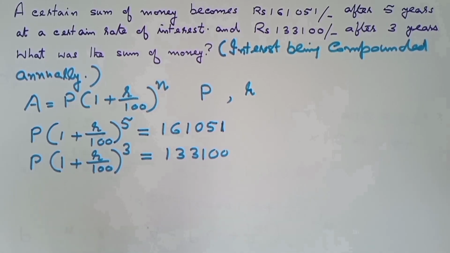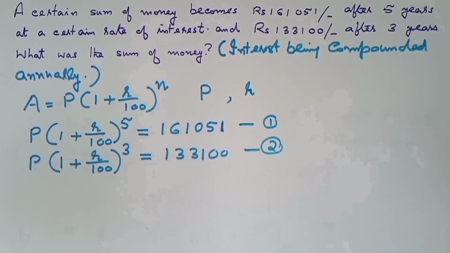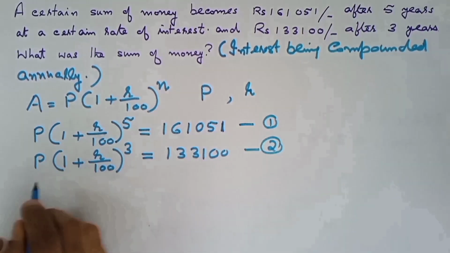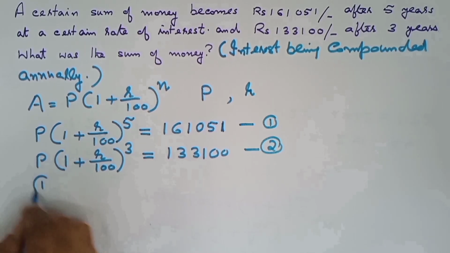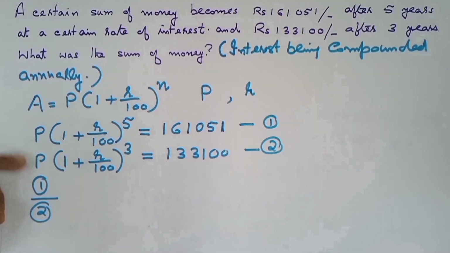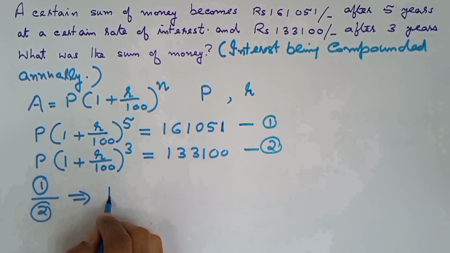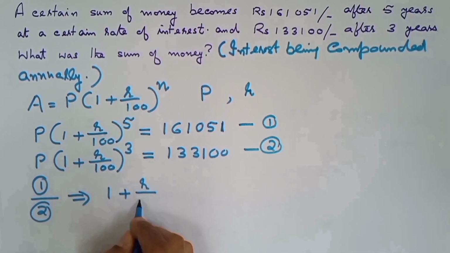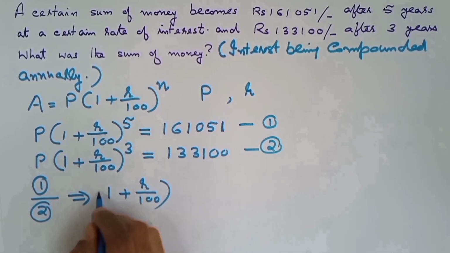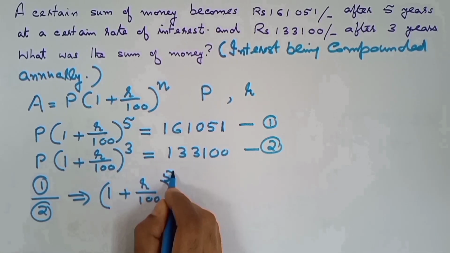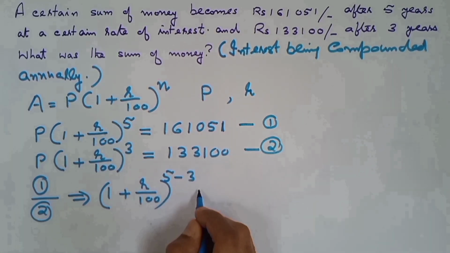Now the next step is how to go about solving it. So solving means actually what? You're trying to get rid of one variable, doing whatever you can. What I suggest is you divide equation 1 by 2 so that P will get eliminated. And using the laws of exponents, here you will get 5 minus 3.